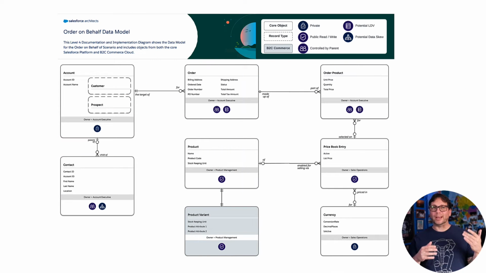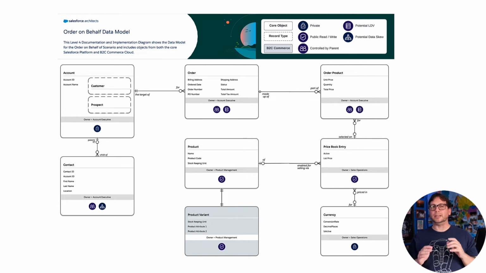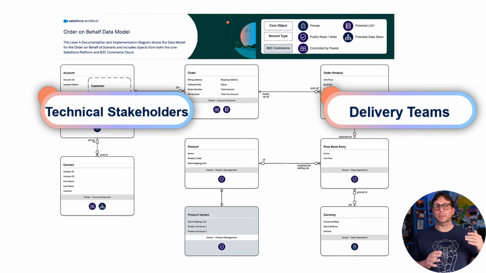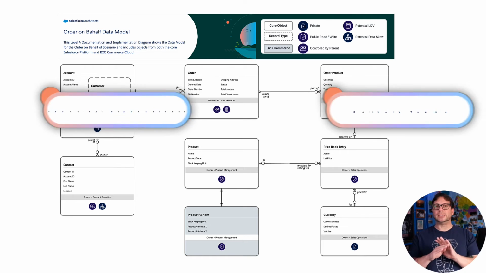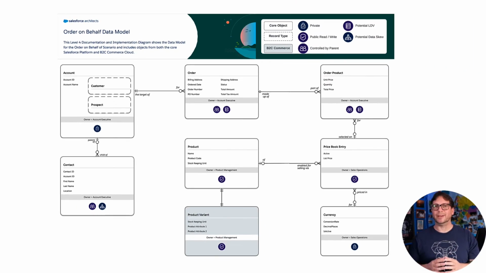A Level 4 diagram has the least amount of complexity, but the highest granularity and very, very specific details. So you would present a Level 4 diagram to technical stakeholders and delivery teams that are going to be building a solution. And this is fine-grained technical specifications for requirements, like what you'd see in a data model, which is exactly what we've got here.